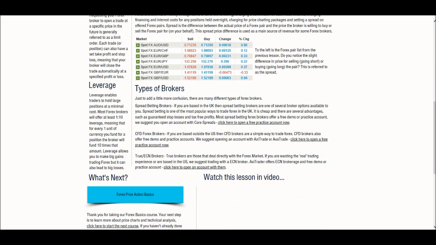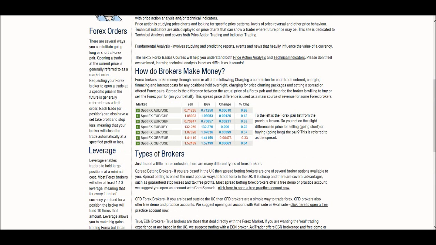Your broker will make money in a number of different ways. This is usually done by fees that they charge. The biggest fee is the spread, and that's how most brokers make their money, is through the spread. So you'll notice here that we have some Forex pairs: the Australian dollar, US dollar, the euro, Swiss franc, the euro, US dollar, the pound, US dollar. We have these pairs. We have a sell price and a buy price, and the price is actually different. There's a difference between the sell and the buy.